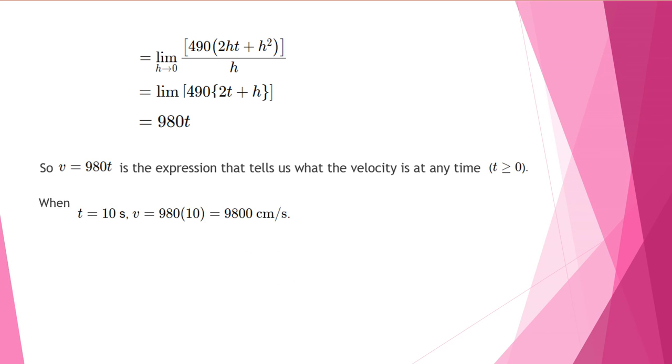When t equal to 10 seconds, as required for the question, v equal to 980 times 10, which is 9,800 centimeters per second. So the velocity at t equal to 10 seconds is 98 meters per second. Thank you.